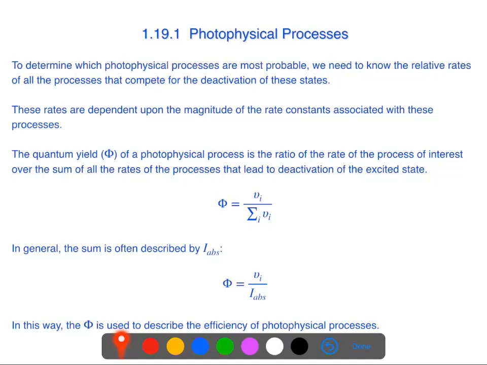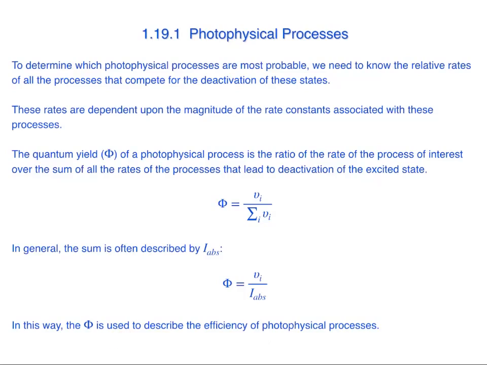In general, the sum is often described by the intensity of the absorbed light. And so we can write phi as being equal to the rate of that particular process of interest over the intensity of the absorbed light, the light that was absorbed by the sample. In this way, phi is used to describe the efficiency of photophysical processes.